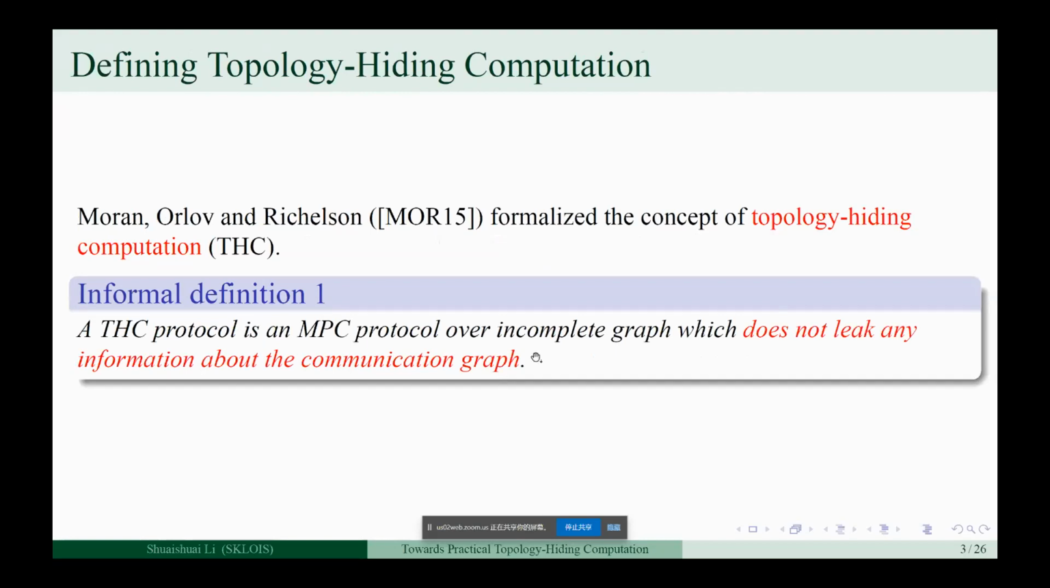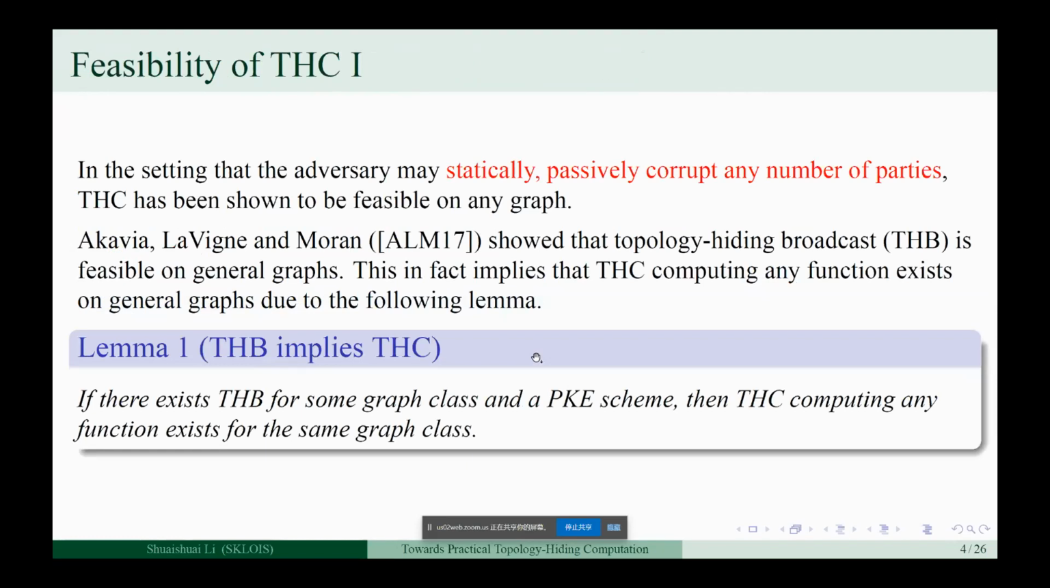graph. In the setting that an adversary may statically, passively corrupt any number of parties, THC has been shown to be feasible on any graph. Akavia, LaVigne, and Moran showed that THC is feasible over general graphs. This implies that any function can be topology-hidingly computed over any graph. The reason is that if there exists a topology hiding broadcast for some graph class and a PKE scheme, then THC exists for the same graph class.